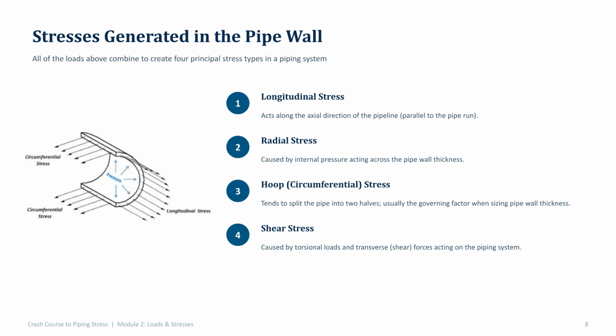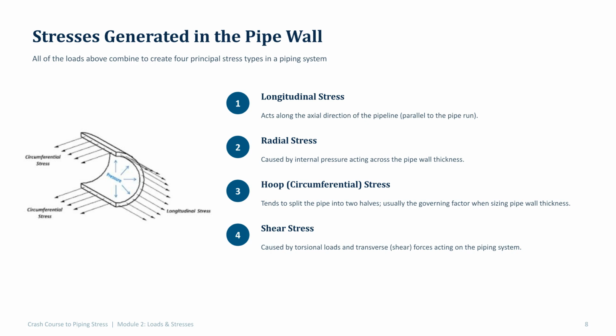Let's talk about what that actually does inside the metal, because stress, in engineering terms, isn't just a feeling. It's a very specific, measurable quantity, force spread over an area. There are four main types of stress that show up in a pipe wall. Longitudinal stress runs along the length of the pipe, the same direction the pipe travels, like stretching a garden hose from end to end. Radial stress happens across the thickness of the pipe wall, caused by internal pressure pushing outward. Imagine squeezing the wall of the pipe from the inside toward the outside.